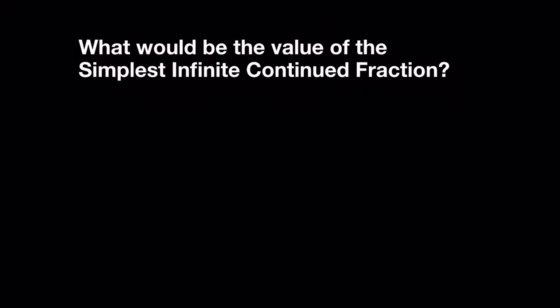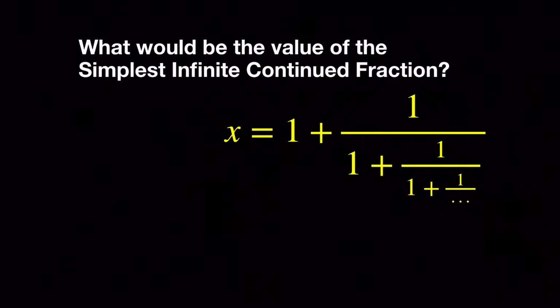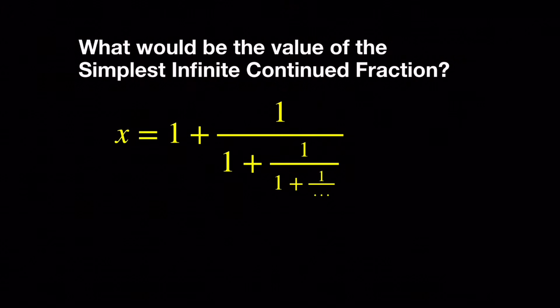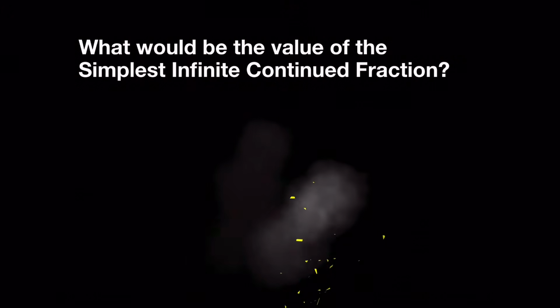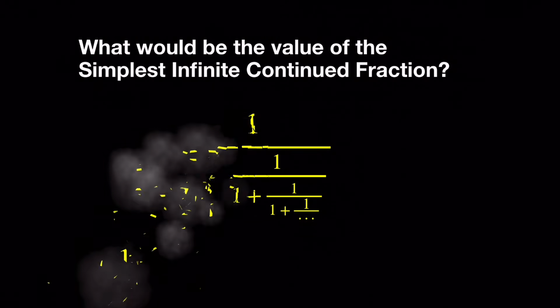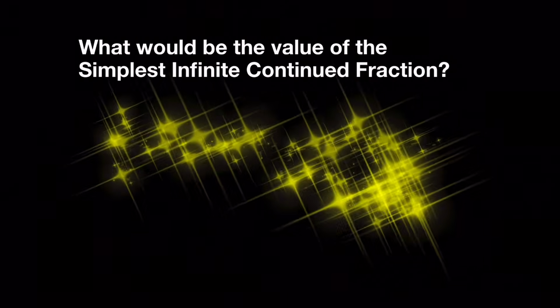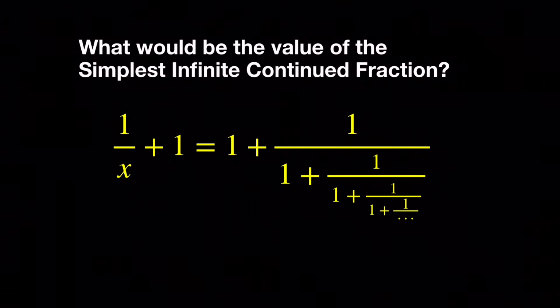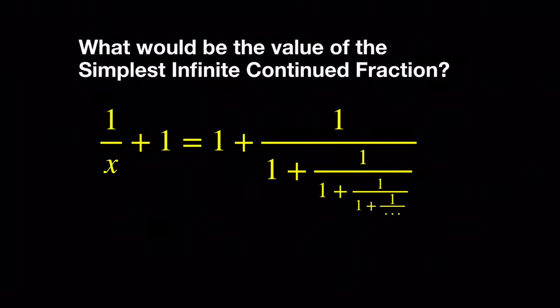So what would be the value of the simplest infinite continued fraction? Well, 1 with all 1s, of course. So consider the continued fraction given here, and we'll call its value x. Now if we take x, and we find the reciprocal of both sides of that equation, we get this expression. And then if we add 1 to both sides of this expression, the right-hand side is now the same expression as x.